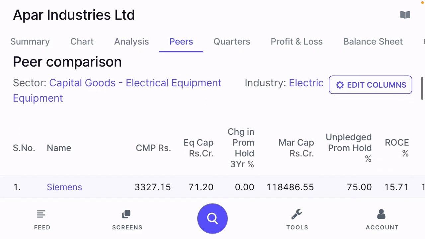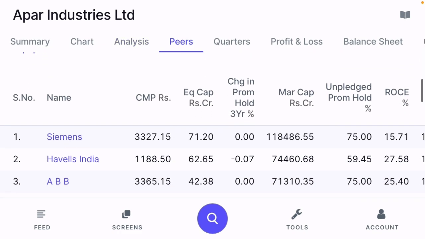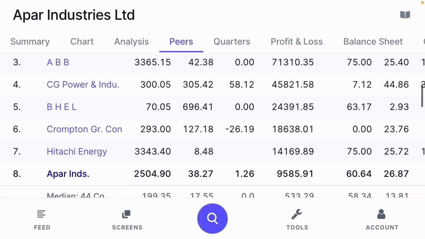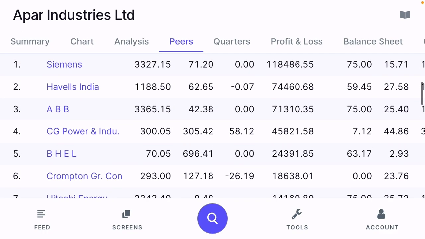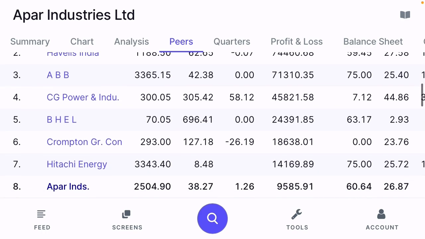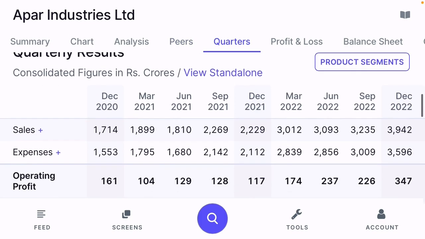If we talk about peer comparison, how many companies are doing the same business, and what kind of business is done by Apar Industries: companies like Quantum Green, CG Power, Havells. These companies are doing the same kind of business that Apar is doing.